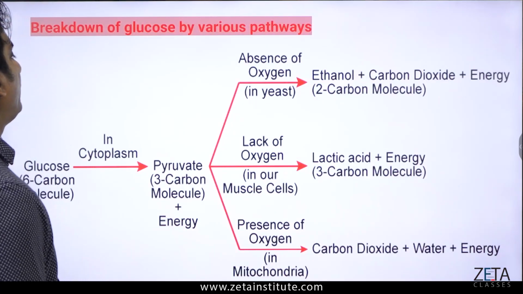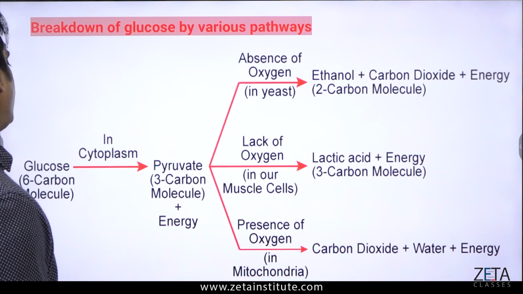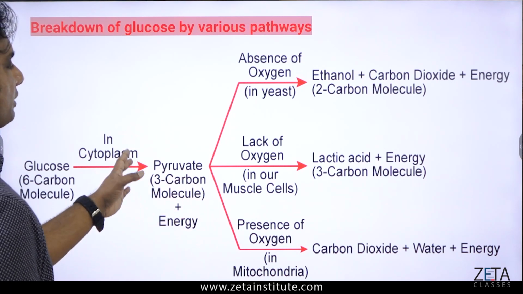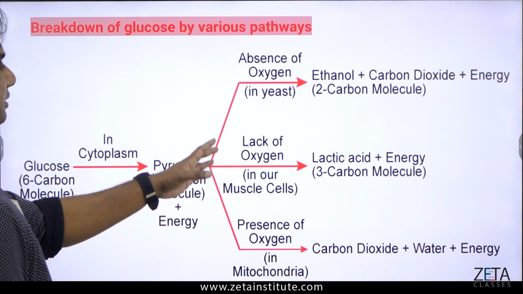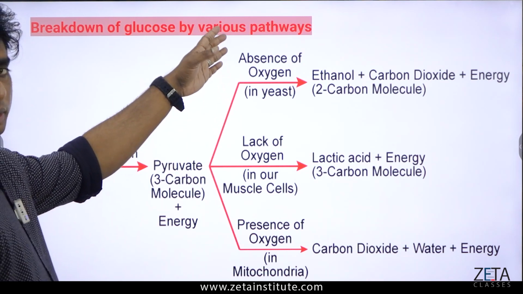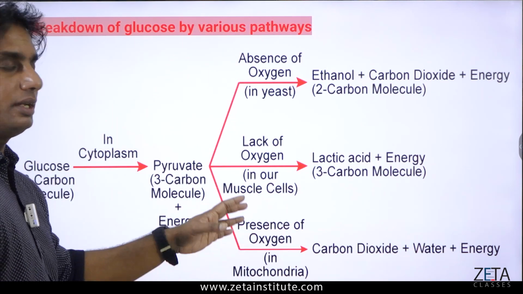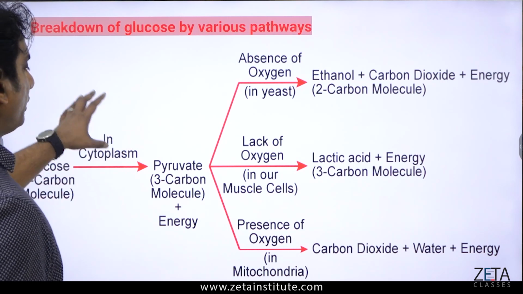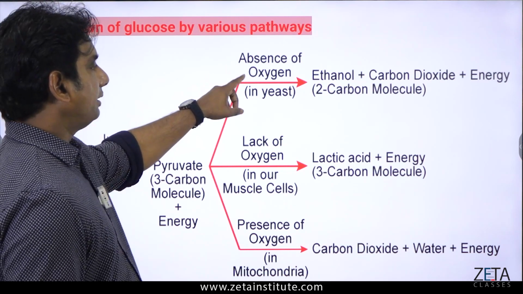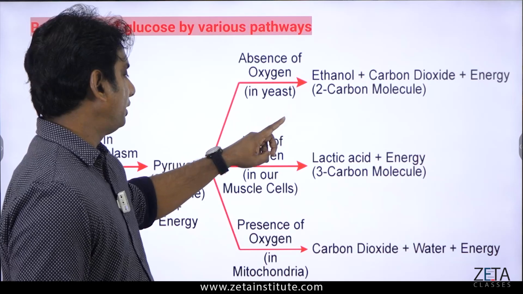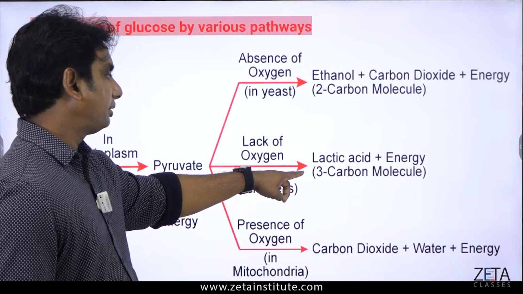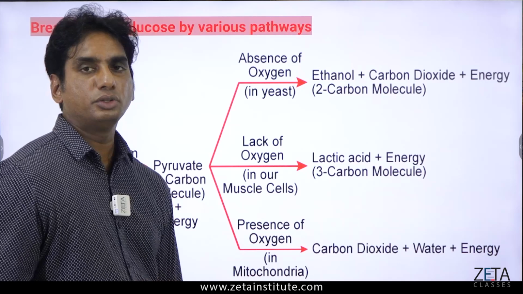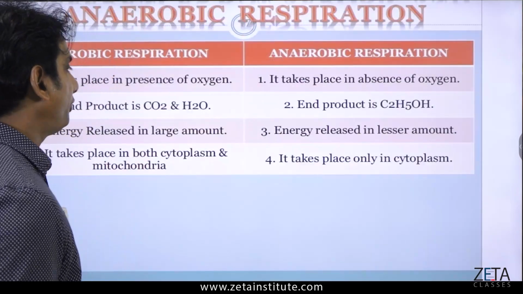Breakdown of glucose by various pathways: glucose to pyruvate, and then it forms carbon dioxide and energy, sometimes forming lactic acid, which gives energy in the muscles, and in yeast it is ethanol. So just study what products are formed in each area. When glucose is converted in the yeast cells, ethanol is produced. In our muscle cells, lactic acid is produced, and in plants or in mitochondria, what usually happens is energy production in the form of ATP.